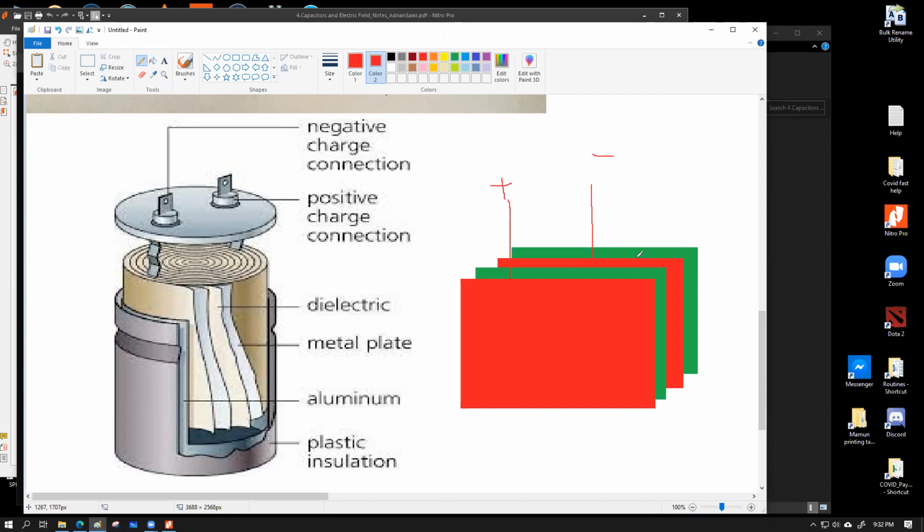But if this insulator material is really thin, then beyond a small high voltage, they are going to start to short circuit between them through the dielectric medium. So if you want the capacitor to have a really high voltage capability, then you're going to make the dielectric medium thick, and vice versa.